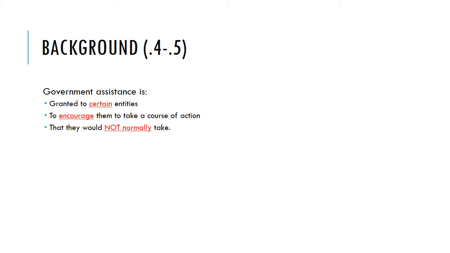Okay, government assistance. So the government grants this grant to certain entities. So it's only granted to certain entities to encourage them to take a course of action that they would not normally take. So this grant is given to encourage you to do something more. For instance, to train your employees. Very important, like we've said, there's a difference between government assistance and government grants. You will see it clearer in the videos to follow, but just a heads up.